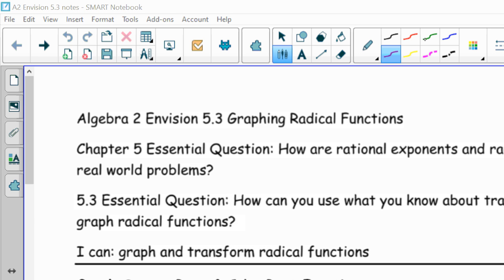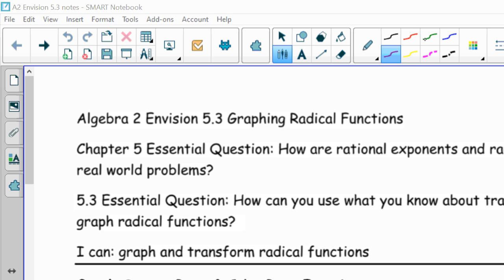Alright, so today in Algebra 2, we're going to look at section 5.3, our last section before our first test. We're going to do day 1 today, graphing radical functions. Our central question: how can you use what you know about transformations of functions to graph radical functions? After today, you should be able to graph and transform a radical function. We're only going to look at graphing square root and cube root functions.